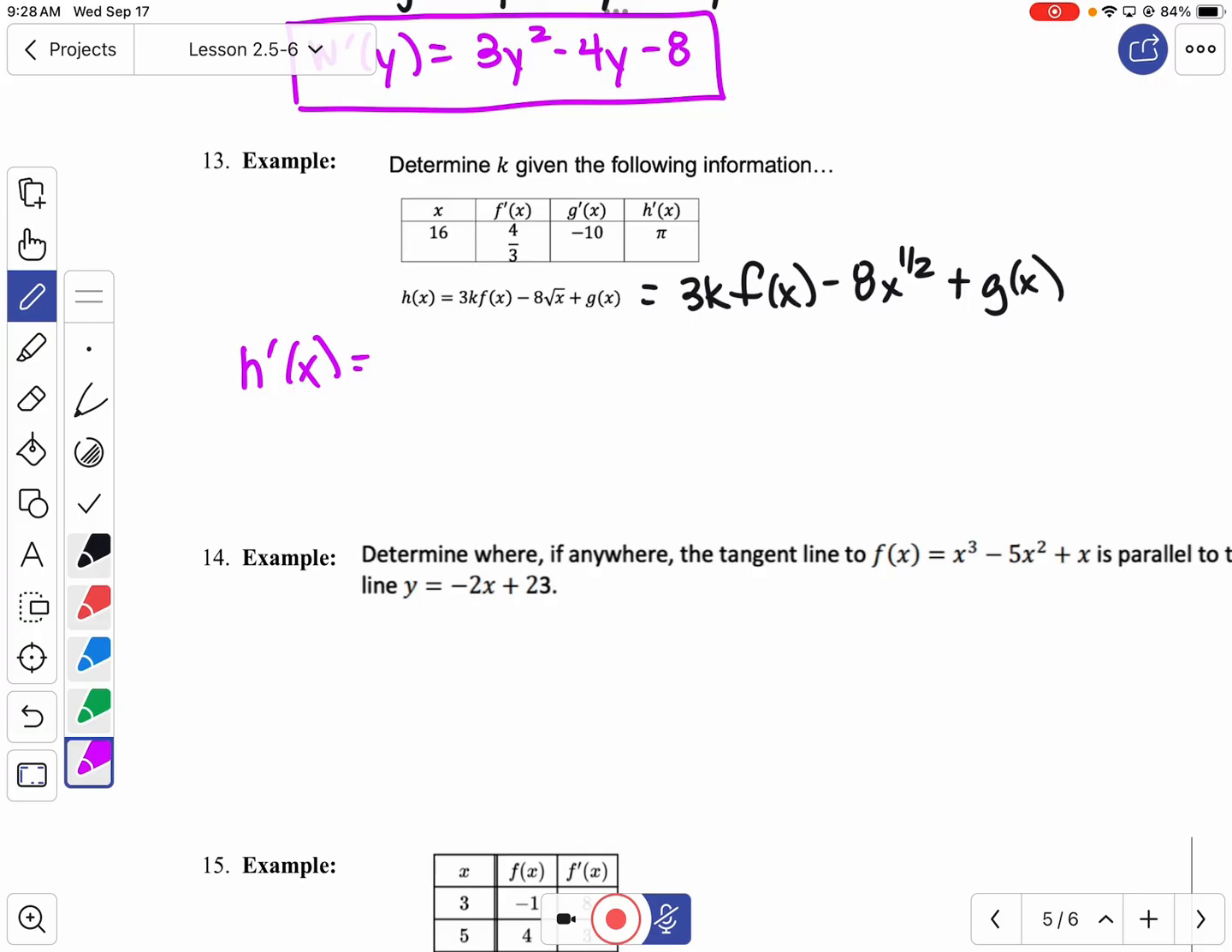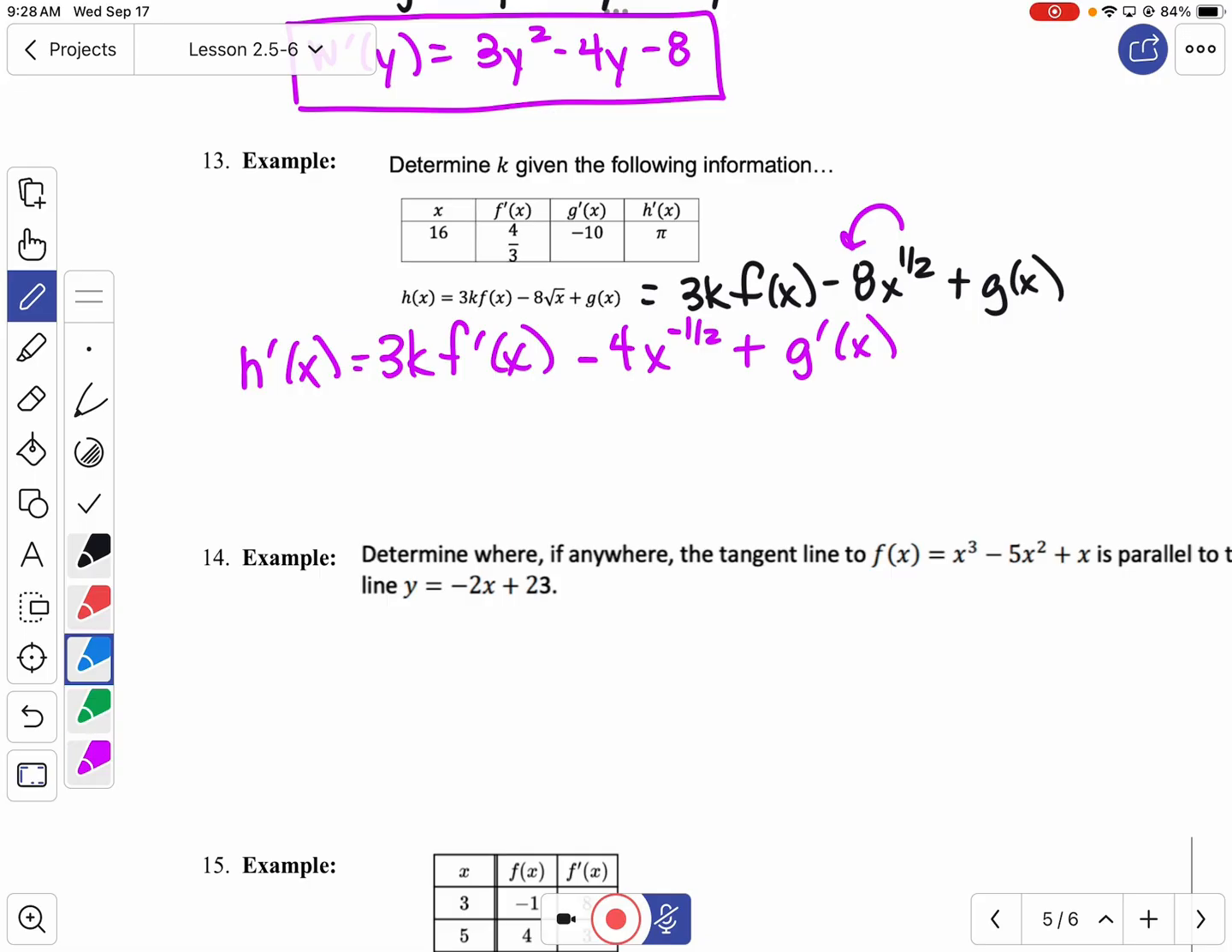So we're going to keep that, but what would be the derivative of just f? If I have f, its derivative I would write as what? F prime. We don't have a function, so we would just write it as f prime. The second term, I do have a function. I can take its derivative using the power rule. So 1/2 times negative 8 would give me what? Negative 4, x to what power? Negative 1/2. Don't have a function for g, but the derivative of g I would write as g prime.